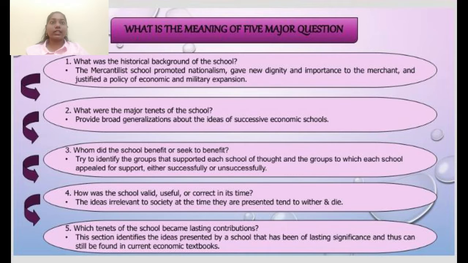Provide broad generalizations about the ideas of successive economic schools. The strengths are that it enables a constant representation of the essence of the school, such as uniformity of ideas of a group of economists. Besides that, whom did the school benefit or seek to benefit? Try to identify the groups that support each school of thought and the group to which each school appealed for support, either successfully or unsuccessfully.